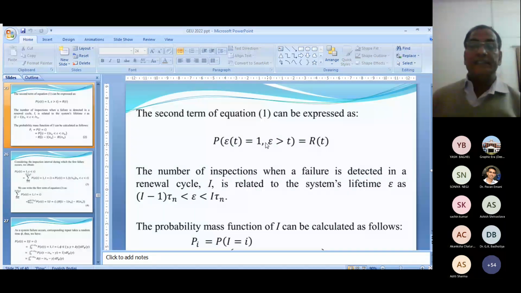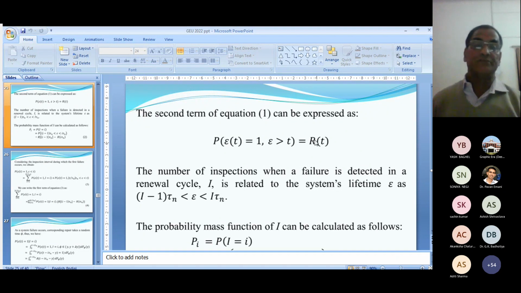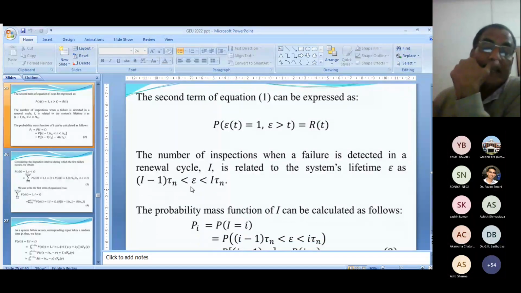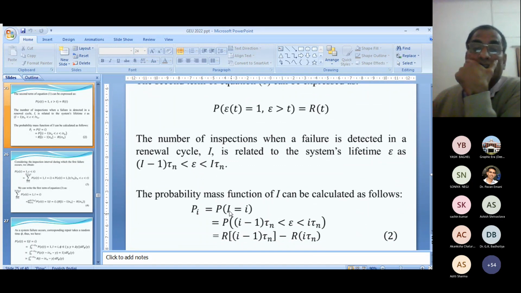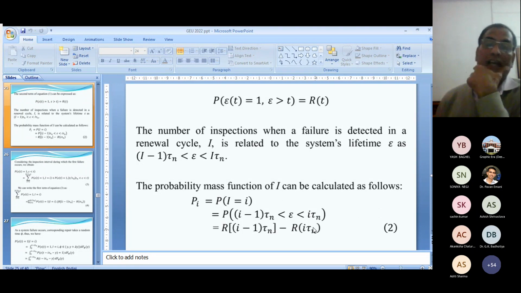Now, when epsilon is greater than t, it means the system's lifetime is greater than t, and this is as good as the reliability of the system. And as far as inspections are concerned, as said earlier, epsilon is the system's lifetime. Then the system's lifetime must lie between (i minus 1) tau n and i tau n. Okay, i minus 1 is one less and the next one. In between the previous and next, the system lifetime must exist. Incorporating this, the probability mass function can be obtained as P(I equal to i), which may equivalently be expressed like this with the help of the reliability.